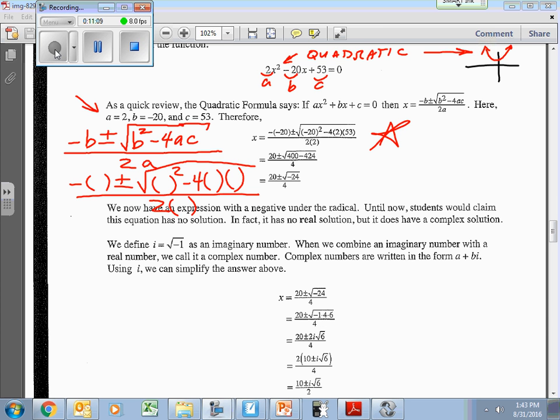Negative 20 squared, negative 20 times negative 20 is 400. No big deal. The minus 4, the 2, and the 53, what I usually tell students to do is do the positive stuff first. In other words, do 2 times 53. You'll have a calculator. Matter of fact, let me pass those out just in case your problem becomes really big.